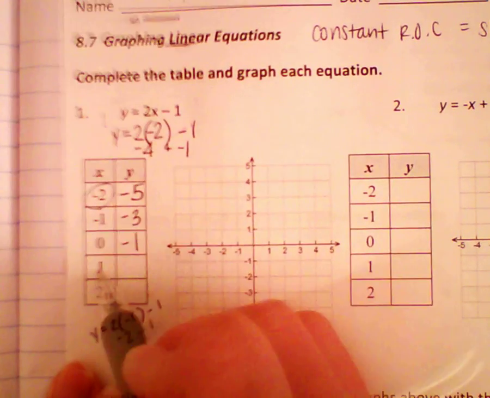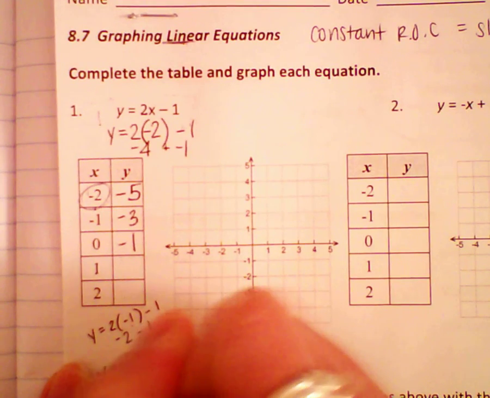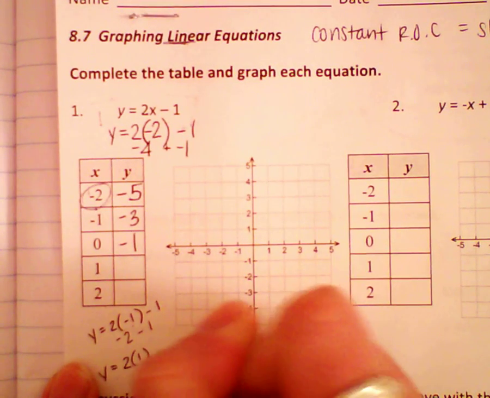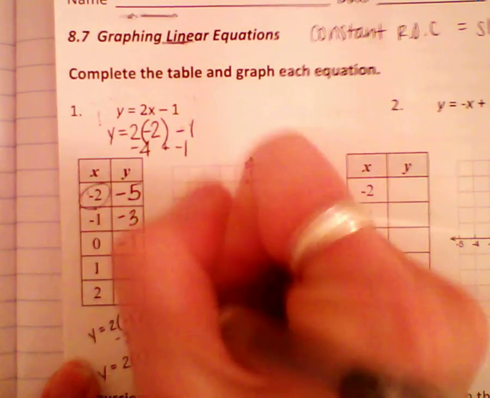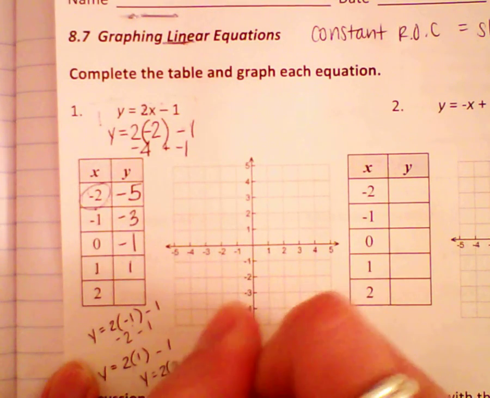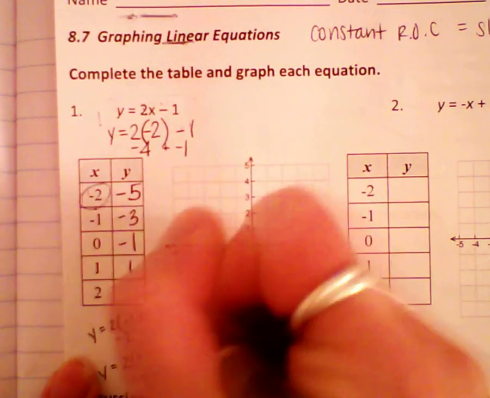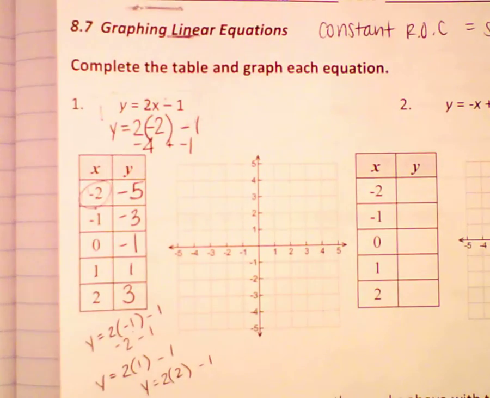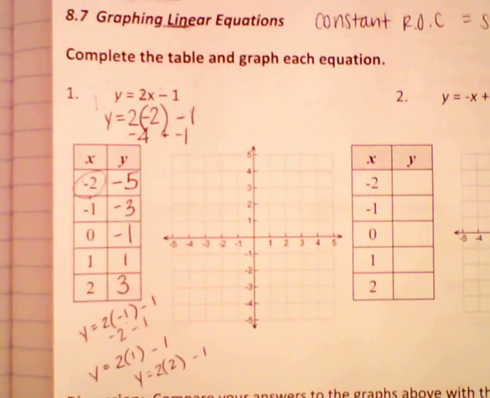Substituting in when x is 1. So y equals 2 times 1 minus 1. 2 minus 1 is 1. And then 2 times 2, 4 minus 1 is 3. Alright, so hopefully you were able to get that on your own after you paused.